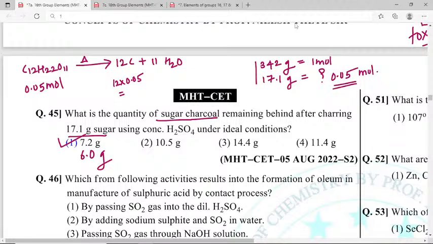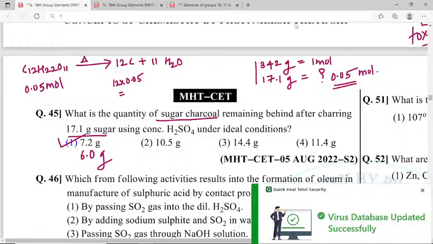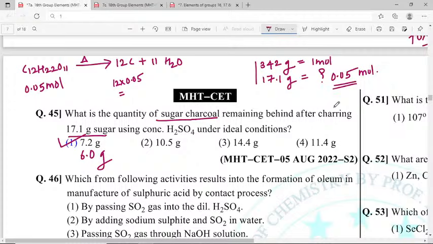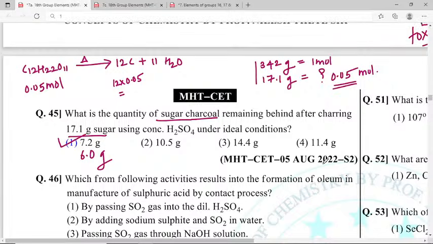What is the quantity of sugar charcoal remaining behind after charring 17.1 gram sugar? So sugar, C12H22O11, gives 12C plus 11H2O. The answer should be 6.0 gram. Okay.